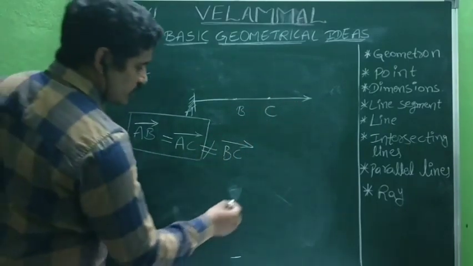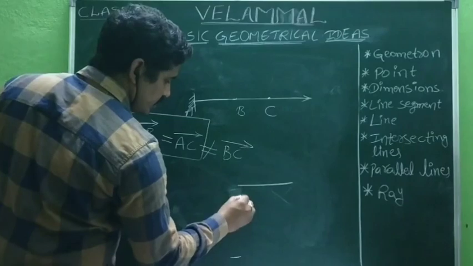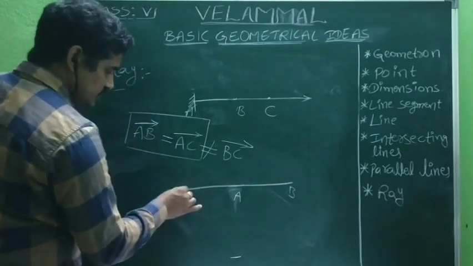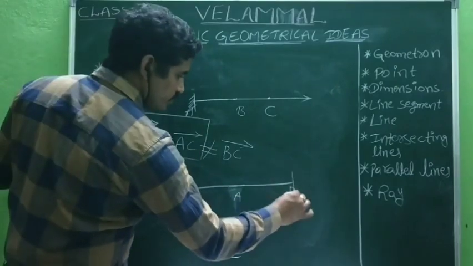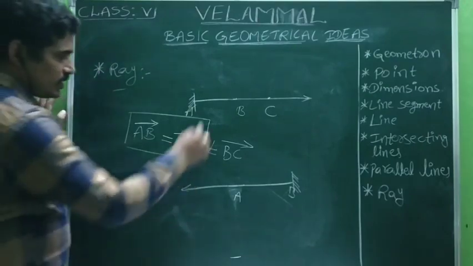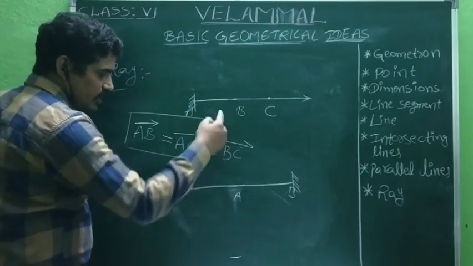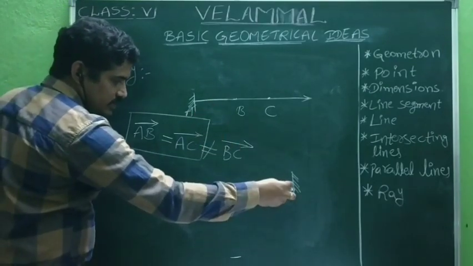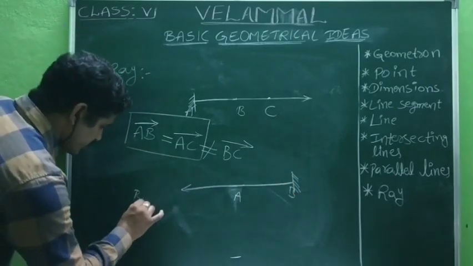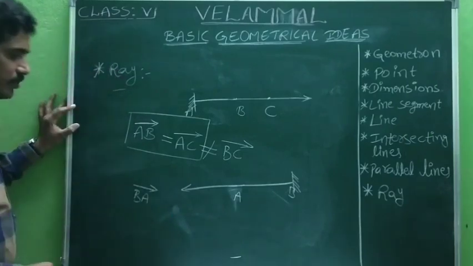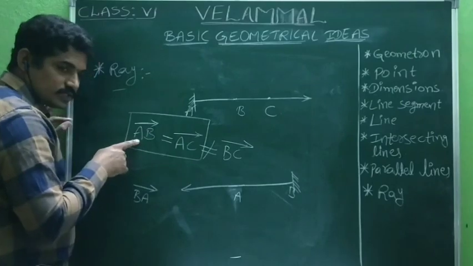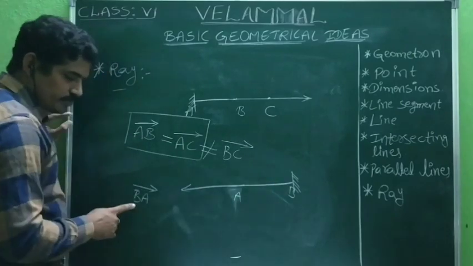Now I am taking the same line segment AB. I am extending it in this direction by keeping B as the fixed point. The same line segment AB, and now I am extending the ray in this direction. Now it is called ray BA. The starting point is always first. Here A is the starting point; here B is the starting point, so ray BA.